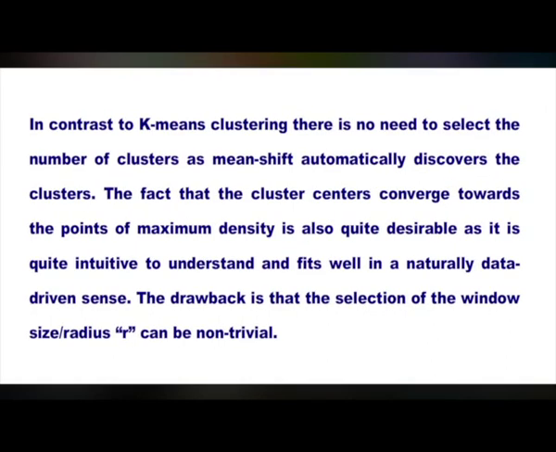In contrast to k-means clustering, there is no need to select the number of clusters, as mean shift automatically discovers the clusters. The fact that the cluster centers converge towards the points of maximum density is also quite desirable, as it is quite intuitive to understand and fits well in a naturally data driven sense. The drawback is that the selection of the window size or radius r can be non-trivial.